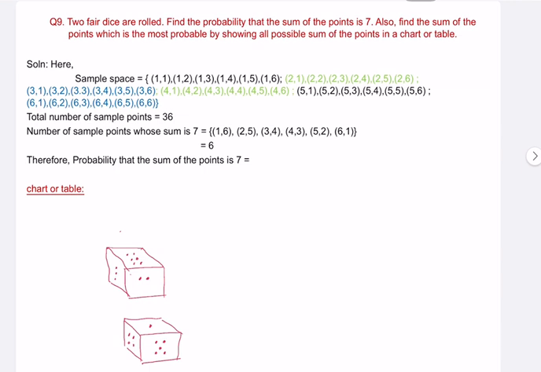Two fair dice are rolled. That means there are two fair dice, they are rolling. Then find the probability that the sum of the points, remember, the sum of the points is 7.